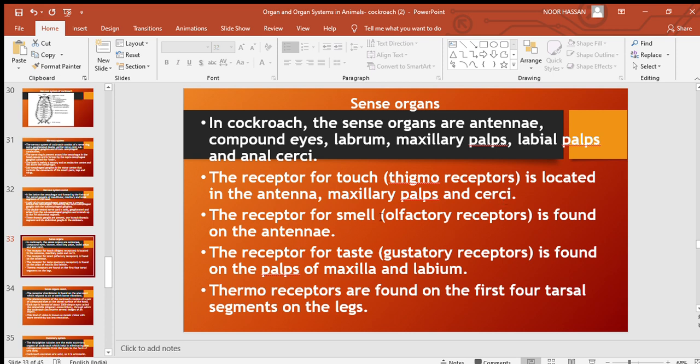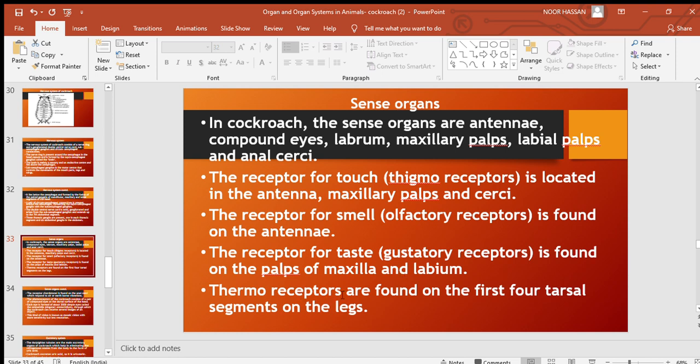The receptor for smell, called olfactory receptors, is found on the antenna. In addition to the receptors for touch, the receptor for smell is also present in the antenna. So both the sense of touch and the sense of smell receptors are present in the antenna. The receptor for taste, called gustatory receptors, is found on the palps of the maxilla and labium, that is, on the mouth parts.